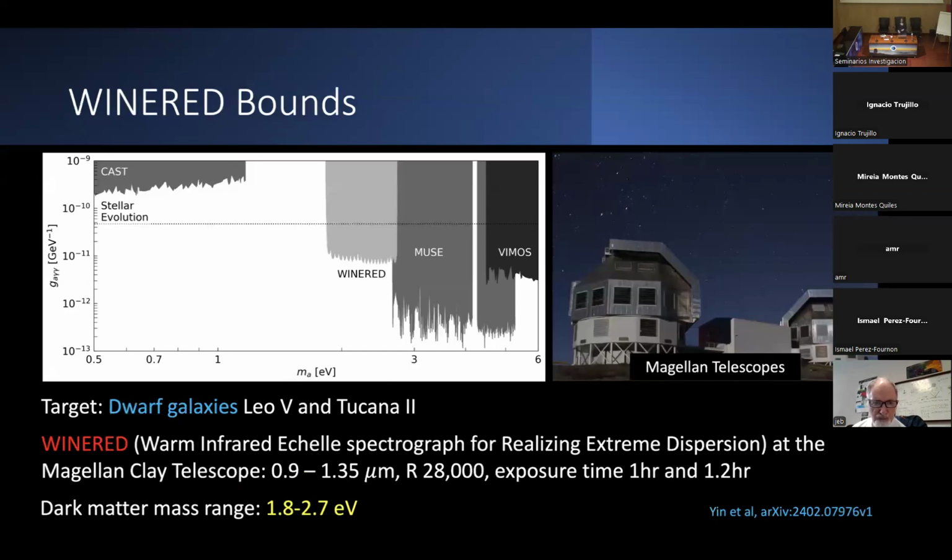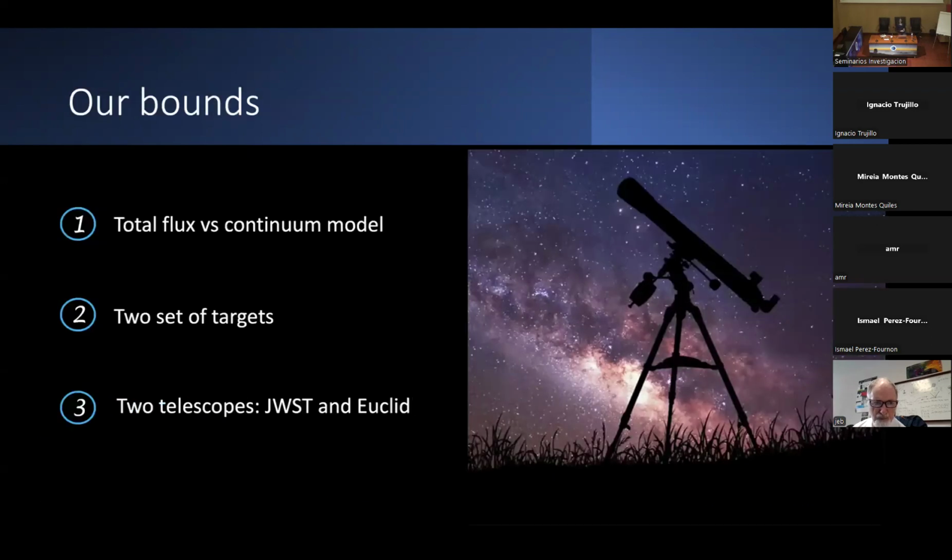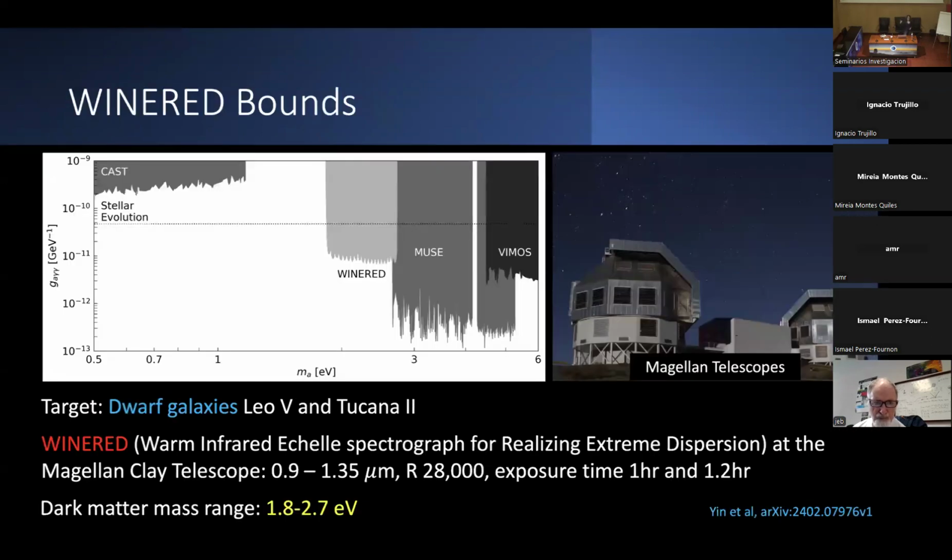Now, last one, and then I can finally show you my results. After our paper, with infrared with JWST, other infrared constraints have been drawn from WINERED, the Warm INfrared Echelle spectrograph to REalize Extreme Dispersion. This is now at the Magellan telescope. It covers a lower range, 0.9 to 1.35 micron. And the exposure time is, again, just an hour for the dwarf galaxies Leo V and Tucana II. So this is between 1.8 and 2.7 eV. And now I can show how these constraints compare to what we get.